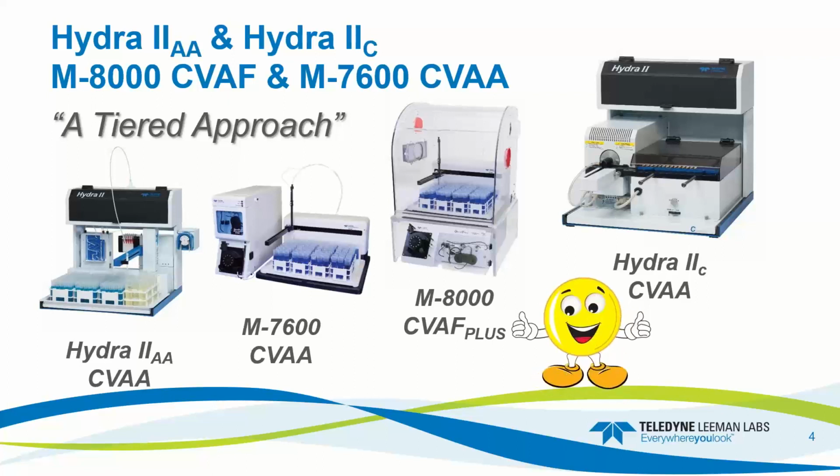Then we have our QuickTrace M8000, which detects mercury in aqueous samples by chemical reduction, but it has the option to run with or without gold trap pre-concentration of mercury, and it's followed by cold vapor atomic fluorescence. Then, in kind of a league of its own, we have our Hydra IIC. It operates by thermal decomposition, followed by gold trap amalgamation and atomic absorption. So we'll talk about that more.